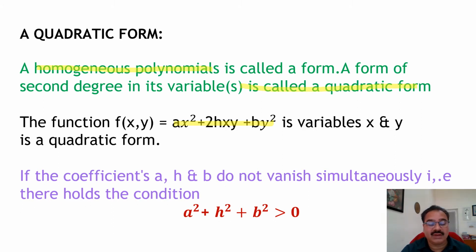If the coefficients a, h, and b do not vanish simultaneously, that is, they hold the condition a square plus h square plus b square is greater than 0, then this form is called the quadratic form.